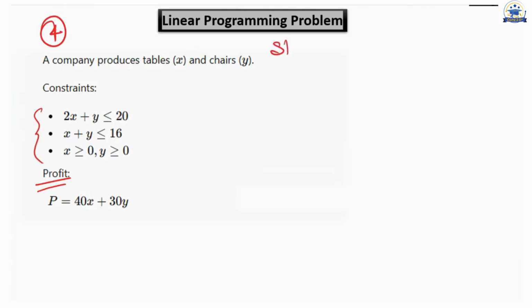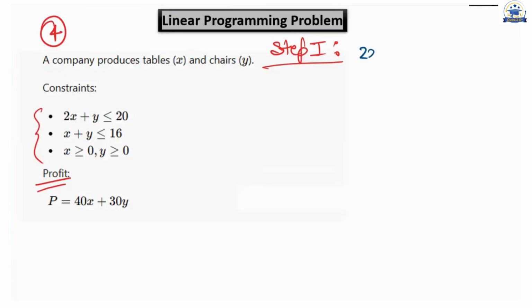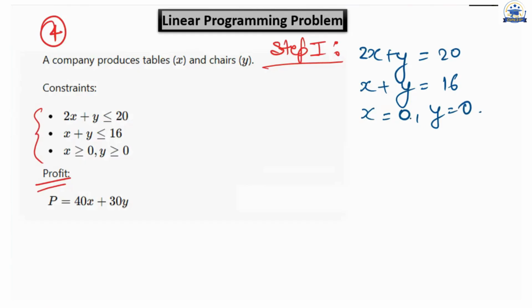See, step 1. Just make it an equal sign. 2x plus y equals 20. x plus y equals 16. x equals 0 and y equals 0. Okay. Now, what will we do next? The corner point. Very good. Step 2.